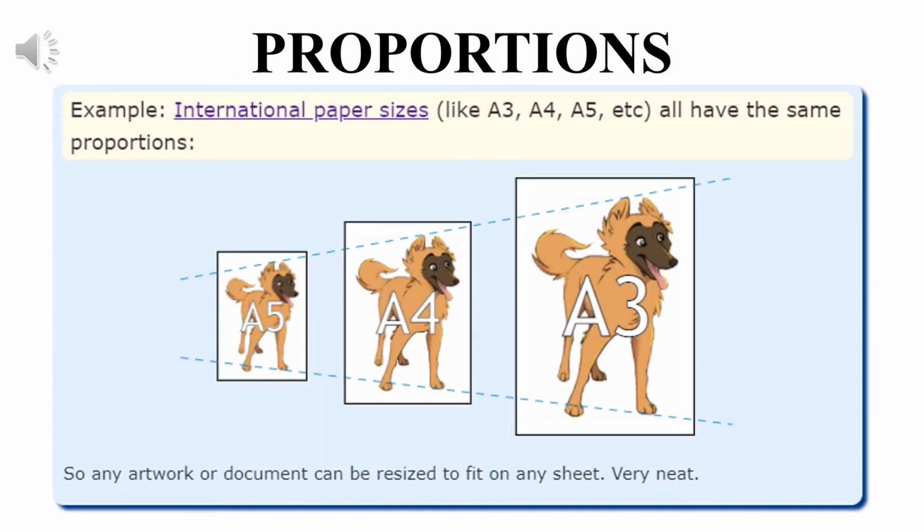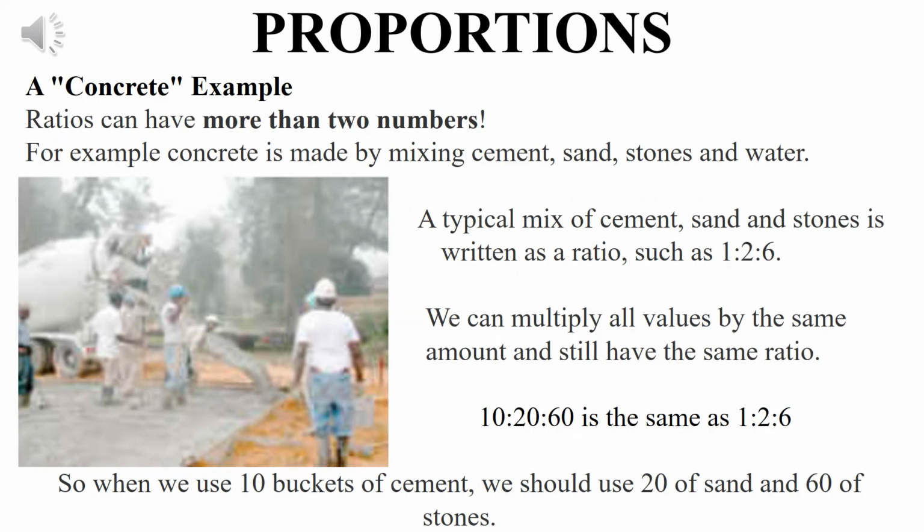Example, international paper sizes like A3, A4, A5, etc. all have the same proportions. So any artwork or document can be resized to fit any of the sheets. Very neat.